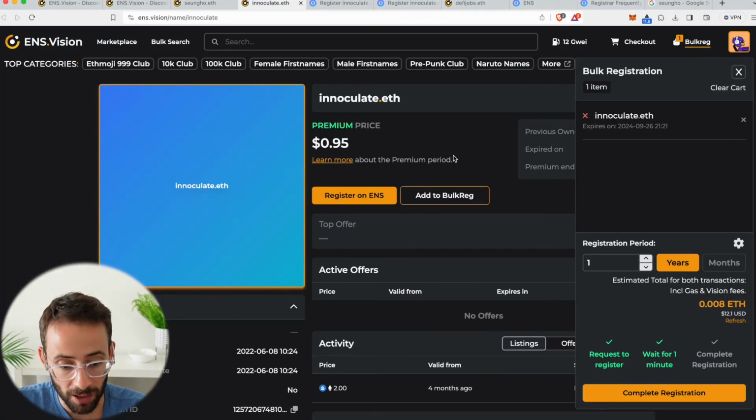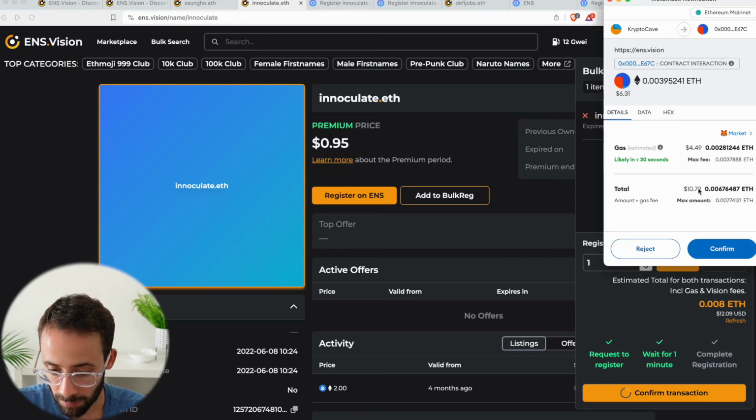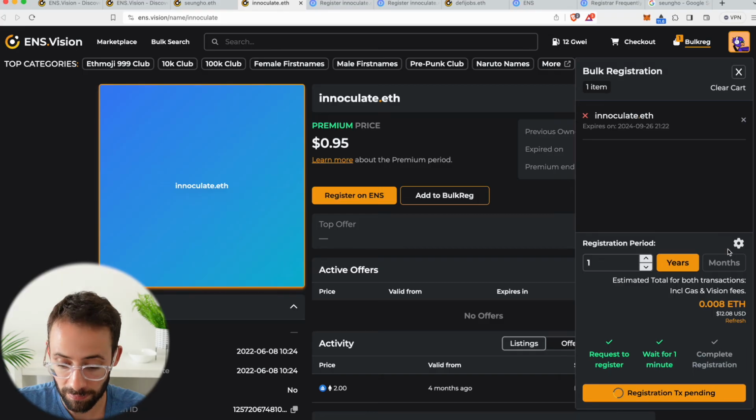Okay, going back to inoculate.eth. I waited for 1 minute. No one else is trying to register this, so I can confirm or complete my registration. So let's go ahead and do that. MetaMask is going to pop up and you can see that the estimated gas fee for this transaction, the second one, is more expensive. But let's go ahead and confirm that. And soon I will be the proud owner of inoculate.eth.